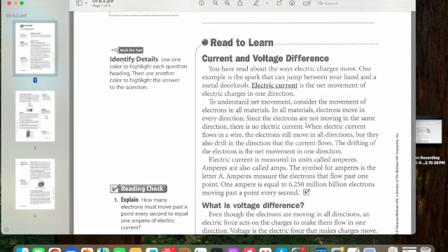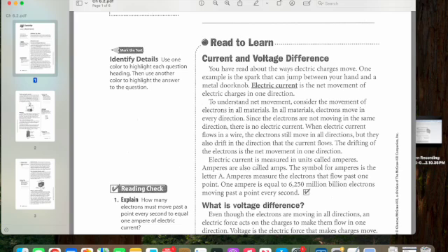And we should highlight this whole part here that I just read. When electric current flows in a wire, the electrons still move in all directions, but they also drift in the direction that the current flows. The drifting of the electrons is a net movement in one direction. And then we're going to highlight this whole paragraph here.